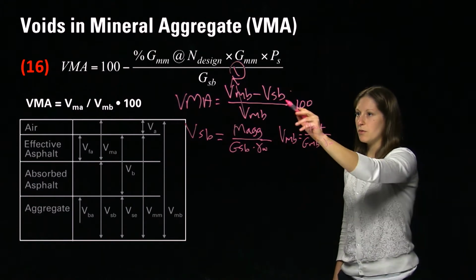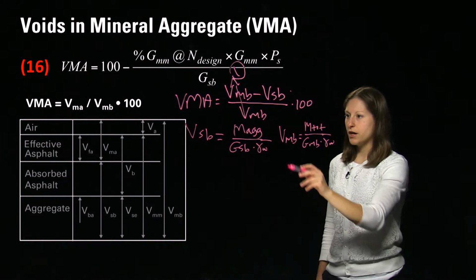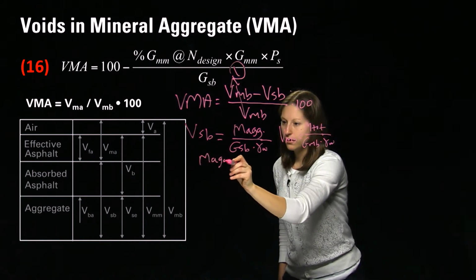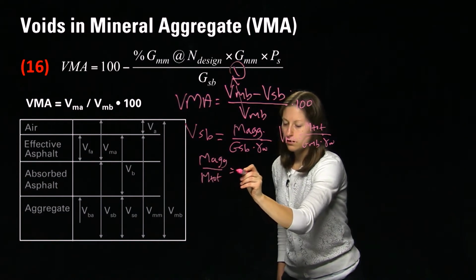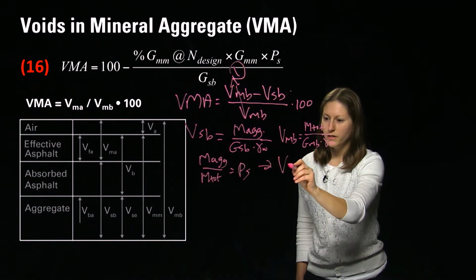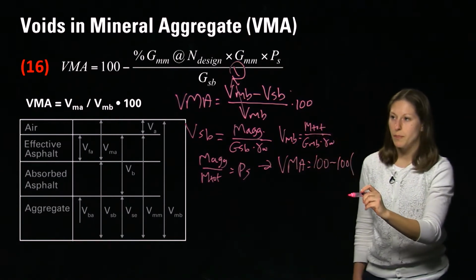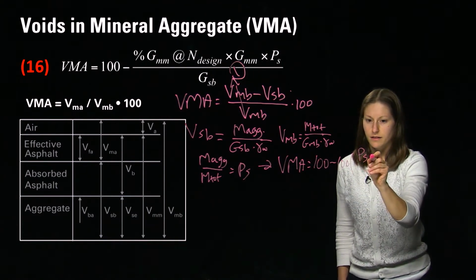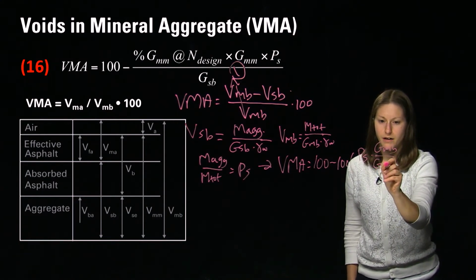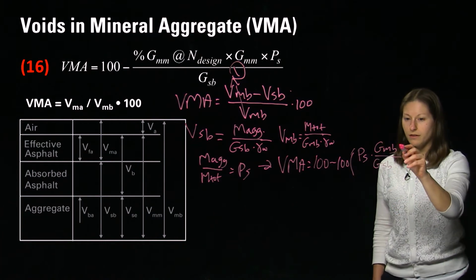Going back to this equation, we see that we need the ratio between these two. So if I look at these two equations, I see that I'm going to be taking the ratio between our aggregate mass and total mass. This is equal to PS. Therefore, I see that I can rewrite my voids in mineral aggregate as equal to 100 minus 100 times PS times my bulk specific gravity over my aggregate bulk specific gravity. And I see that the density of water component will cancel out of the equation.